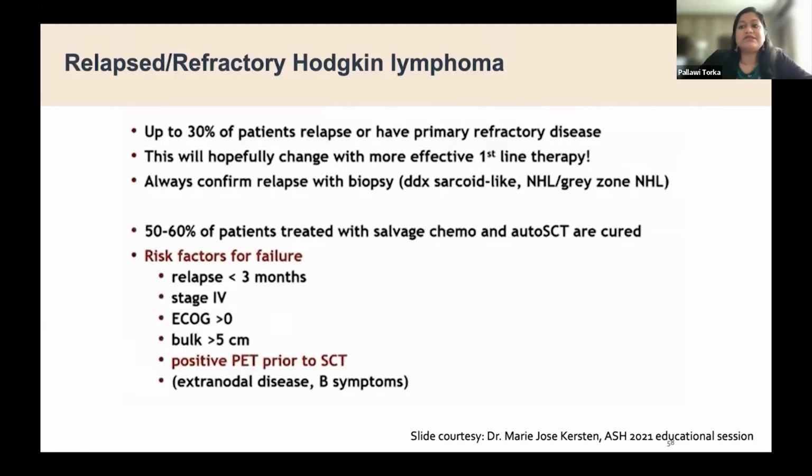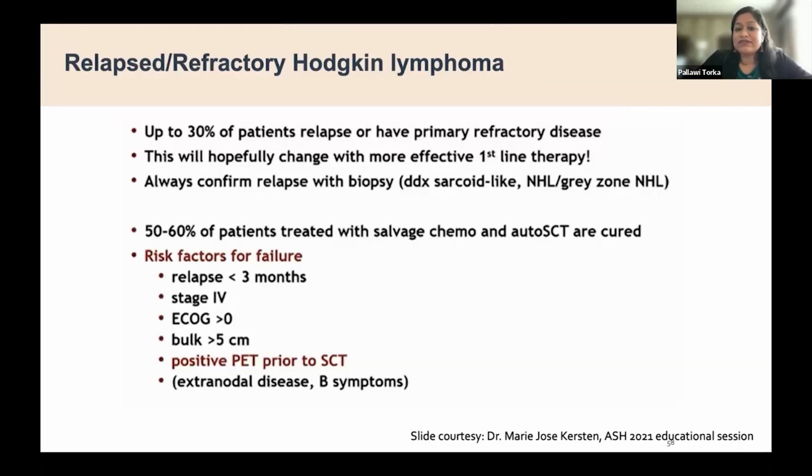I always biopsy my patients before doing second line therapy because I've seen so many surprises with sarcoidosis or gray zone lymphoma that you always want to confirm with a biopsy. The second time when you do treatment, the chance of cure is about 60% in Hodgkin lymphoma.